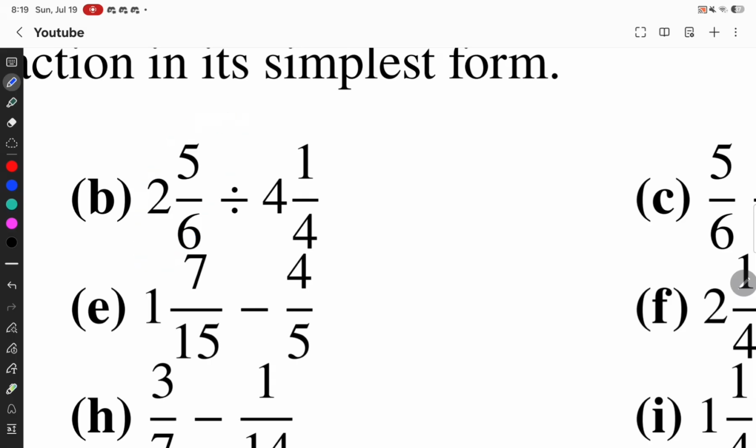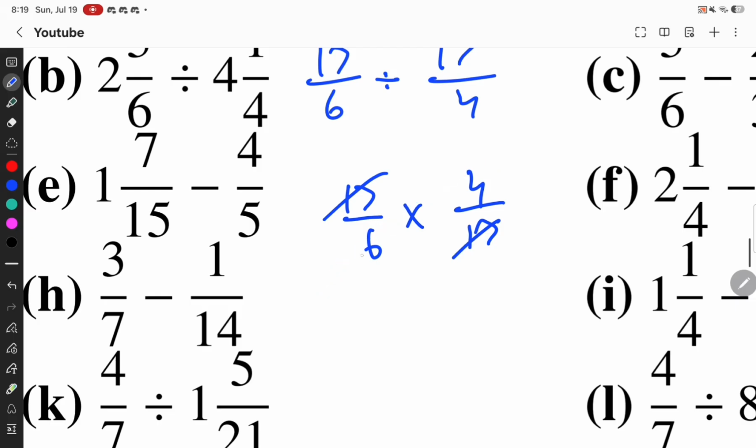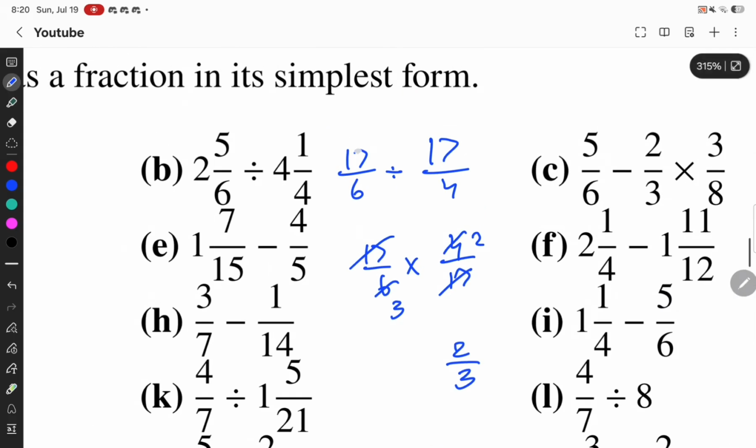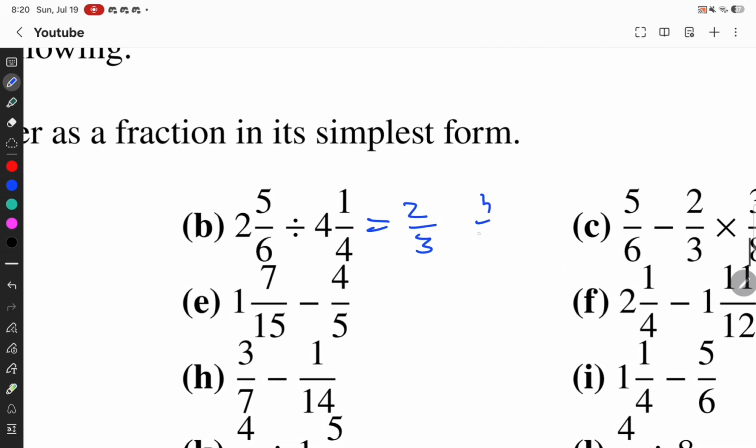This will become 2 times 6 is equal to 12 plus 5 is equal to 17 over 6, divided by 4 times 4 is equal to 16 plus 1 is equal to 17. Next we can flip this fraction: 17 over 6, keep, change, flip. 17 cancels. This is 3, this is 2, and the answer is 2 over 3, like so. So this is equal to 2 over 3. Now as a fraction in its simplest form, this is why we simplify the 4 over 6.